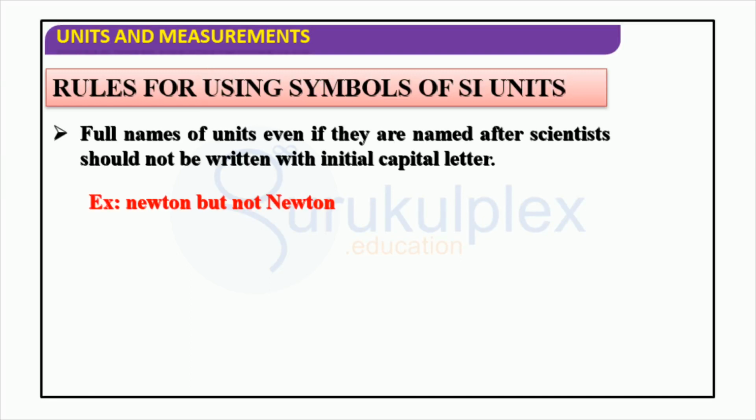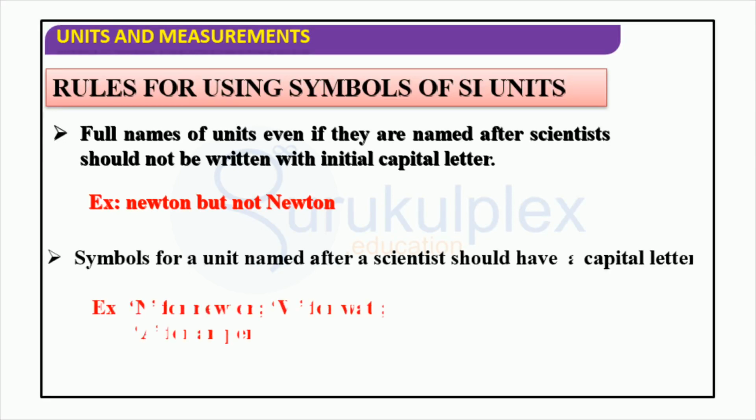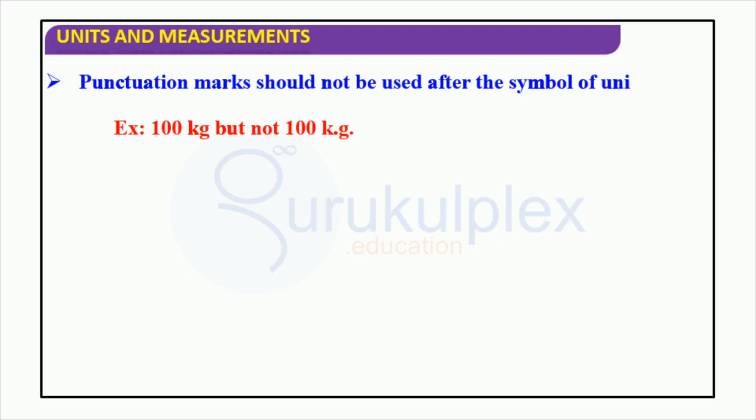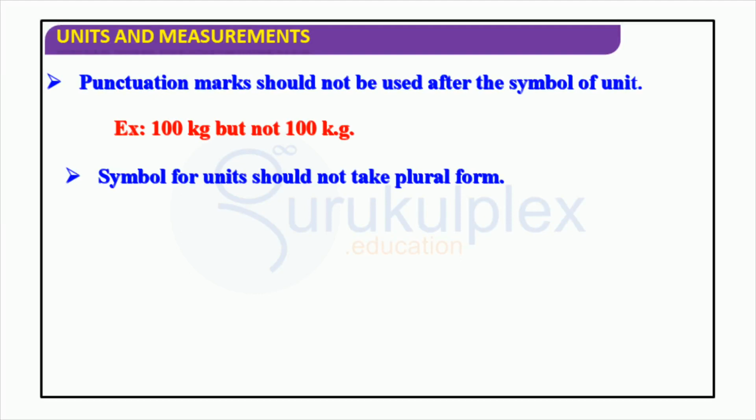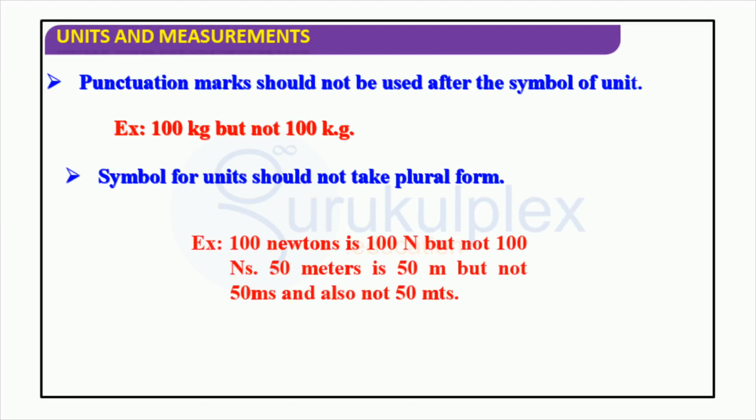Full unit names should be written in lowercase letters, but if the unit is named after a scientist, then the symbol should be represented by a capital letter. For instance, newton should be displayed as N, watt as W, and ampere as A. The symbol for units should be used as singular, not plural: 100 kg, not 100 kgs. 100 newtons as 100 N, not 100 Ns. Likewise, 50 meters should be written as 50 m, not 50 ms or 50 mts. Furthermore, punctuation marks should not be used after the symbol of a unit.